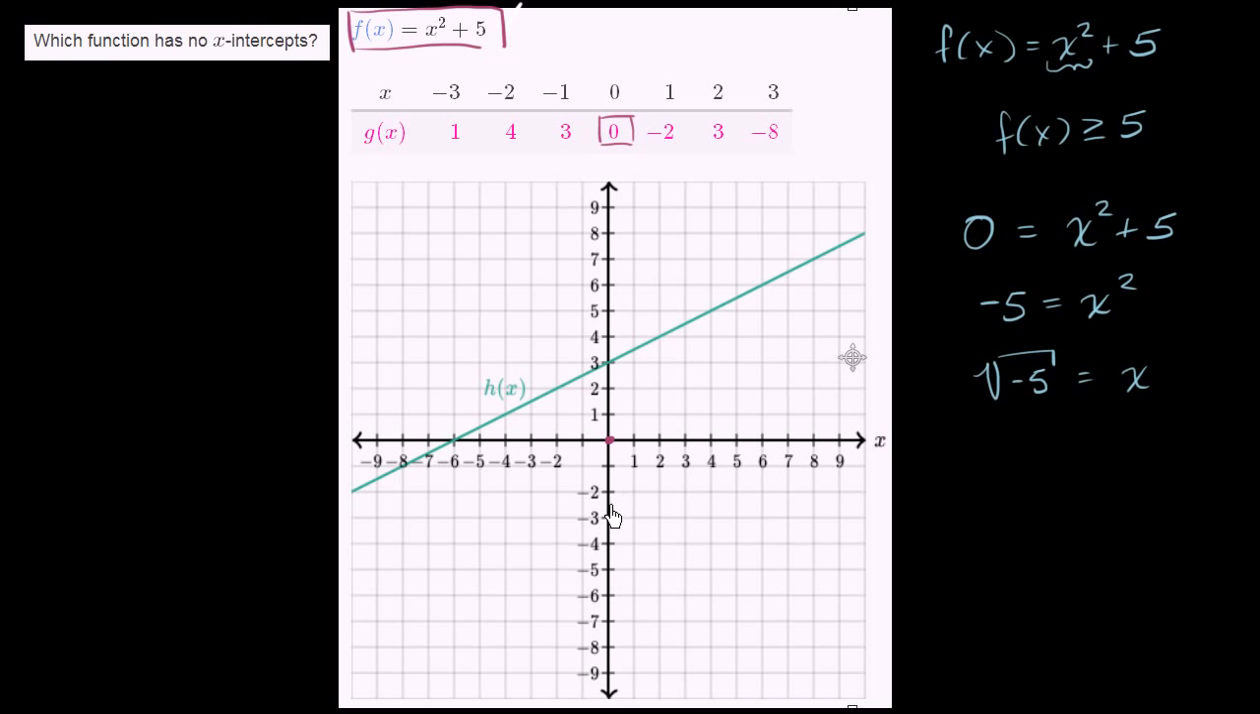Where does that intersect the x-axis? Well, that's visually more obvious. It intersects the x-axis right over here. H of x is 0 when x is equal to negative 6. So these last two functions have x-intercepts. This first one does not.